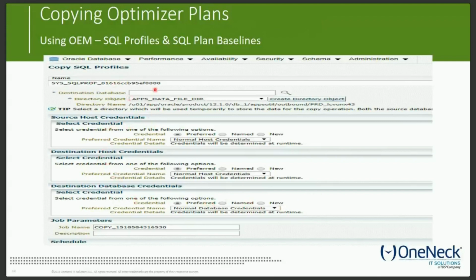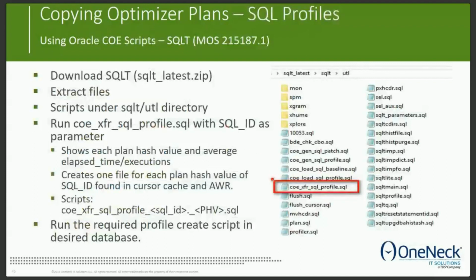So basically, you are connected to the source database. You provide the source host as well as the destination host and destination database, and then you can copy the profile or the plan baseline to another database. This is one way of doing it, but my preferred way is using the script from Carlos.